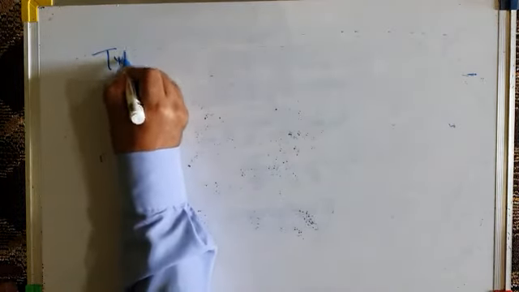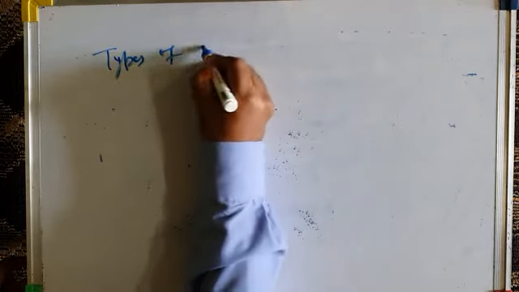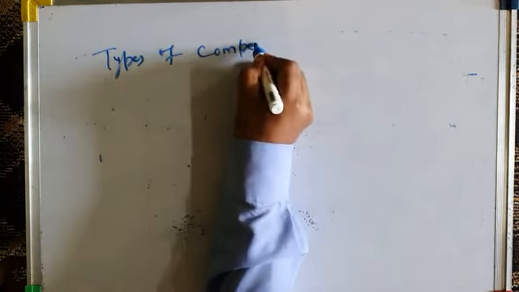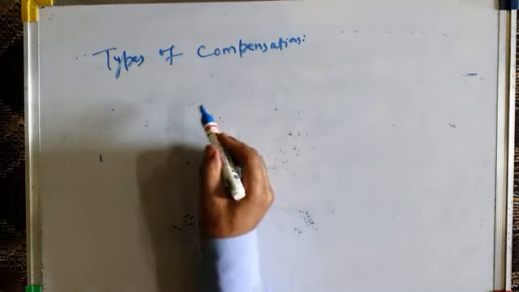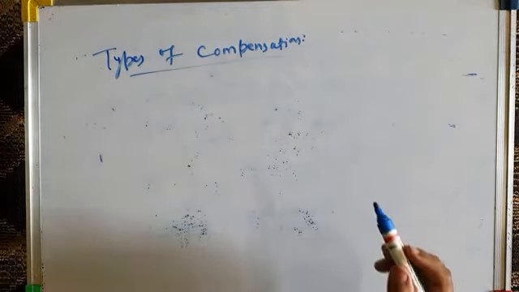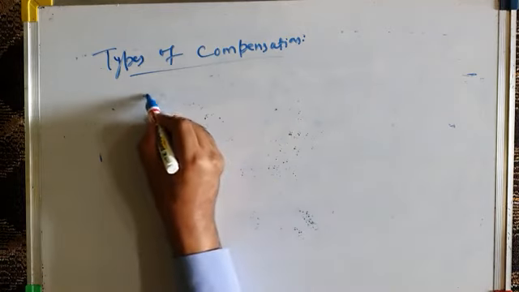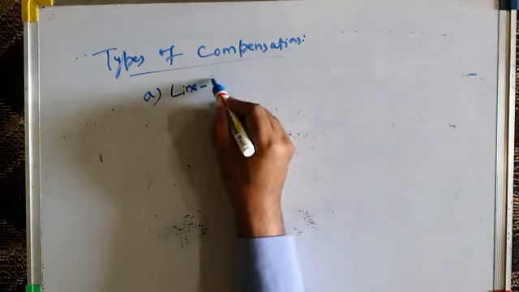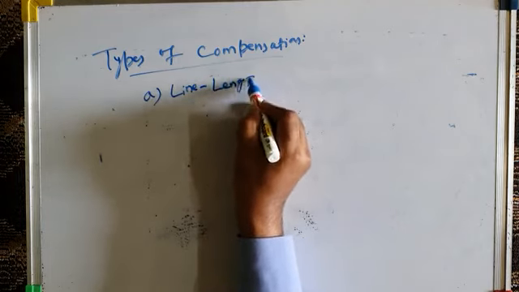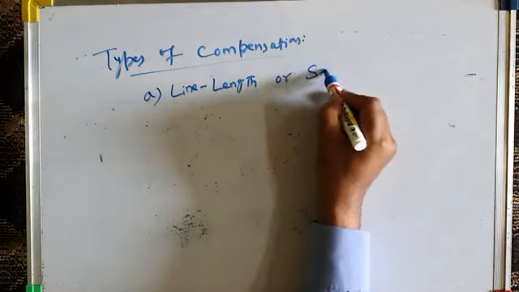Now, what are the types of compensation? There are mainly three types of compensation. One is line length compensation, or series compensation.